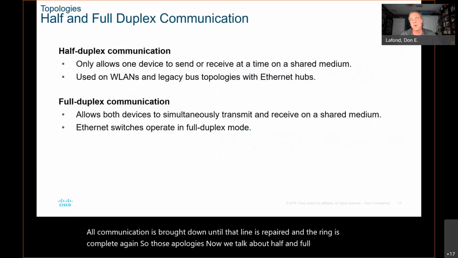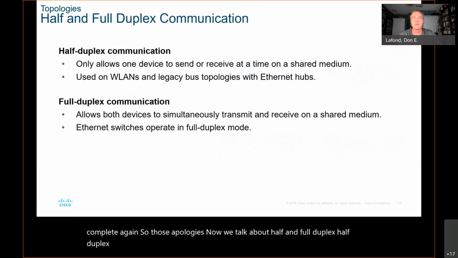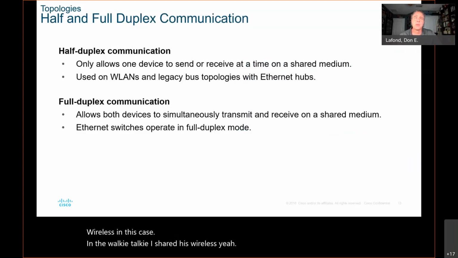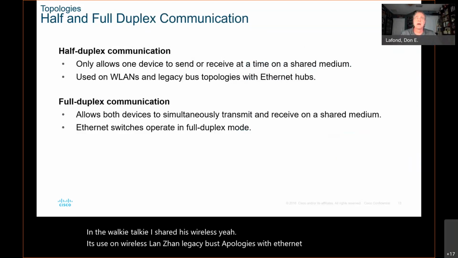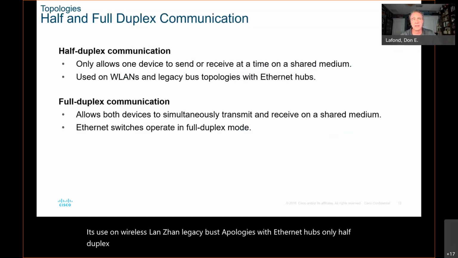Half duplex, think walkie-talkie, allows only one device to send or receive at the same time on shared media, wireless in this case, in the walkie-talkie. Actually, it is wireless, yeah. It's used on wireless LANs and legacy bus topologies with Ethernet hubs. Half duplex, only one device can communicate at the same time.